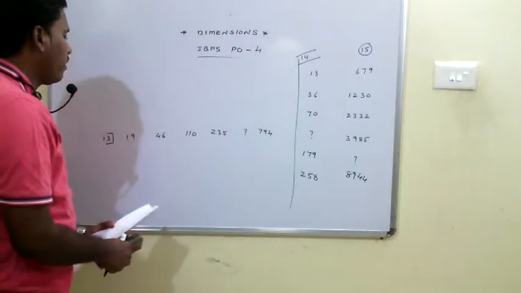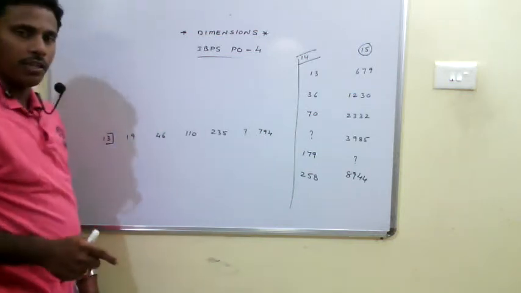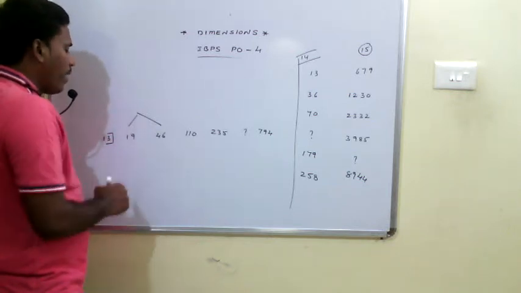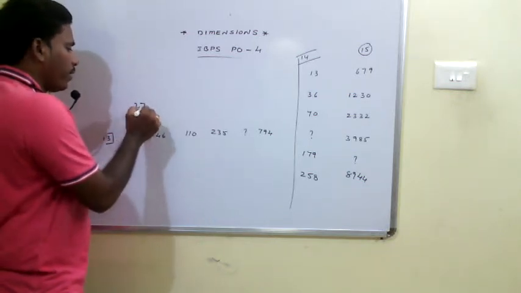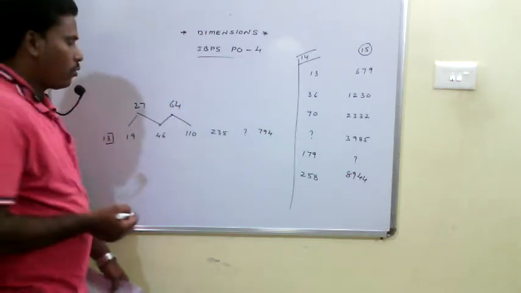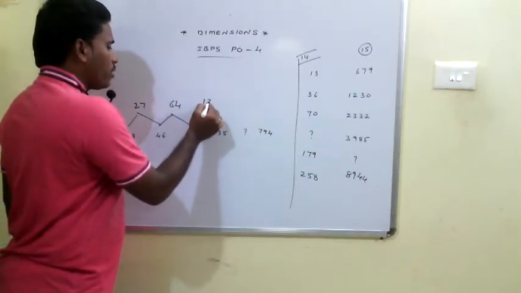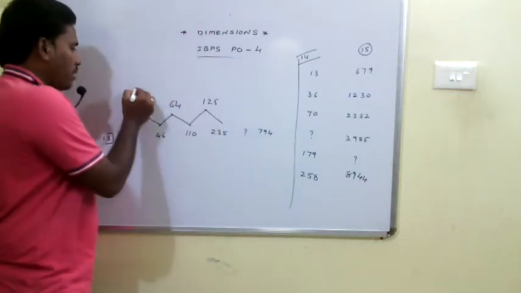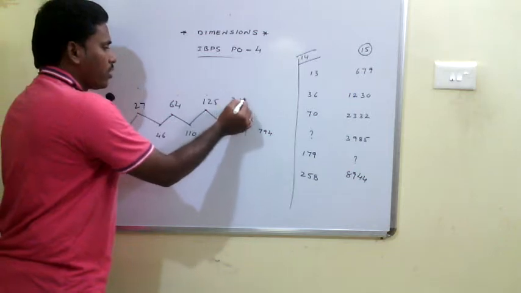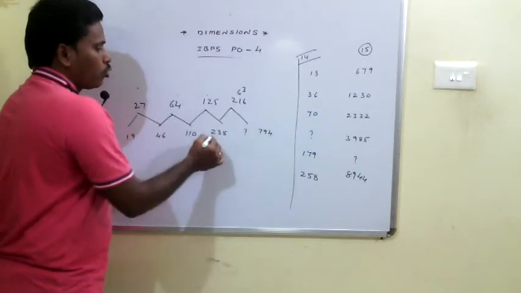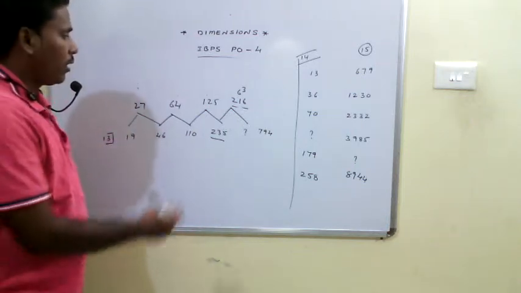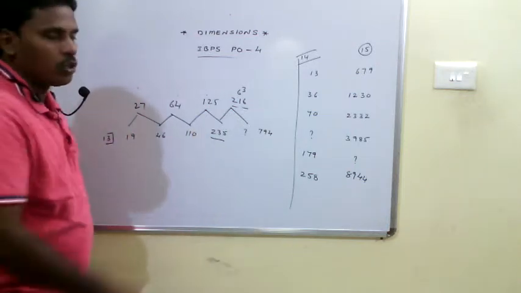it is given that 19, 46, 110, 235, the missing term, 794. Check the difference between the values. The difference between the values is 27. And if you observe, this difference value is 64. Okay? And this difference value is 125. This is 3 cube, this is 4 cube, this is 5 cube. Surely this difference is 6 cube, 216. So 235 plus 216 is the missing term of the series. Okay, that means 451 is your answer.